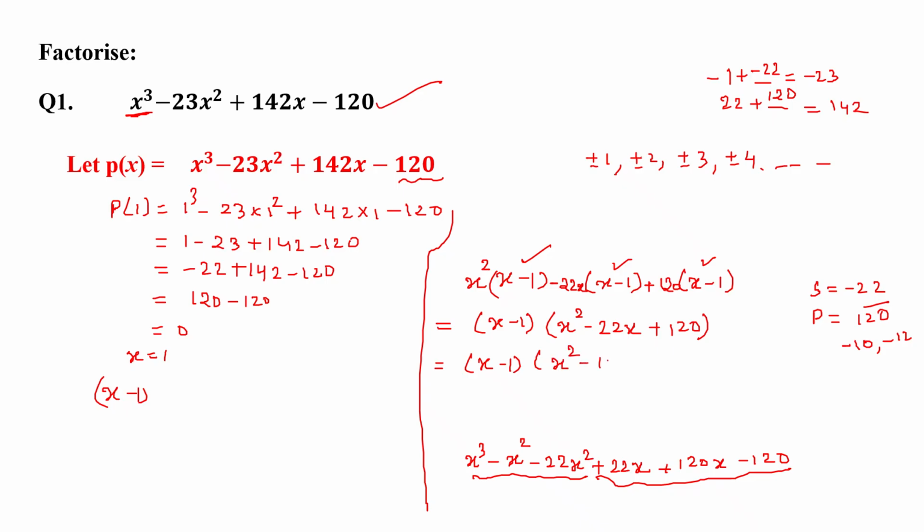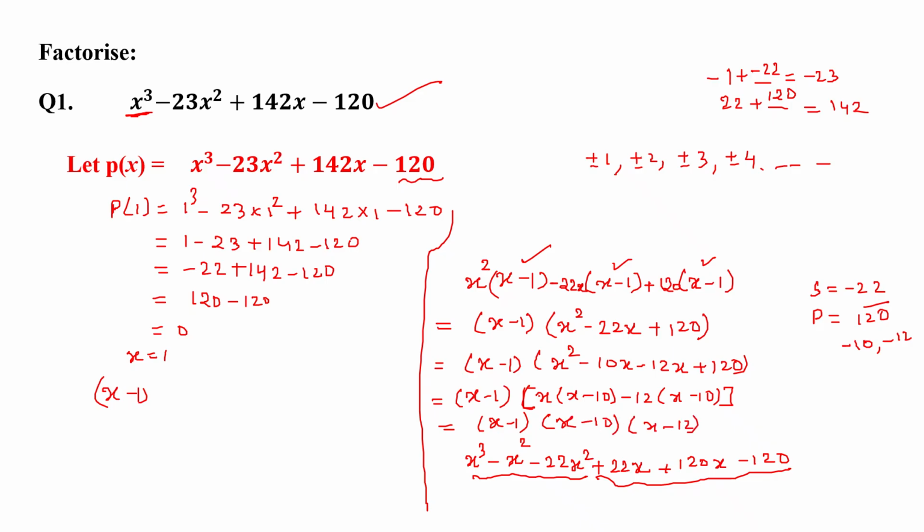So x square minus 10x minus 12x plus 120. And then further I can write x minus 10, from here I can take x common. So it will become x minus 10, then minus 12, again x minus 10. So my answer will be x minus 10 and x minus 12. So here I am able to do my factorization without using any division method.